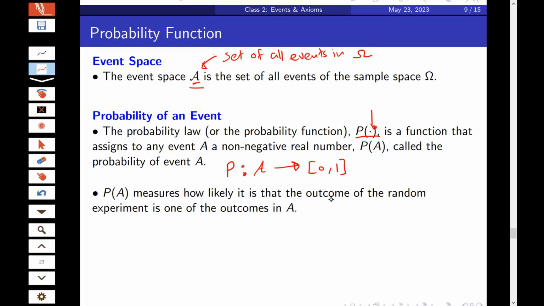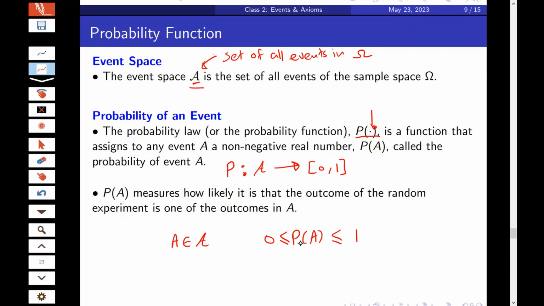P of A measures how likely it is that the outcome of the random experiment is one of the outcomes in A. So P of A says how likely the event A can occur. Later you will learn this part as well. So let's take any event in this collection A. Then this P of A quantity should be between 0 and 1.